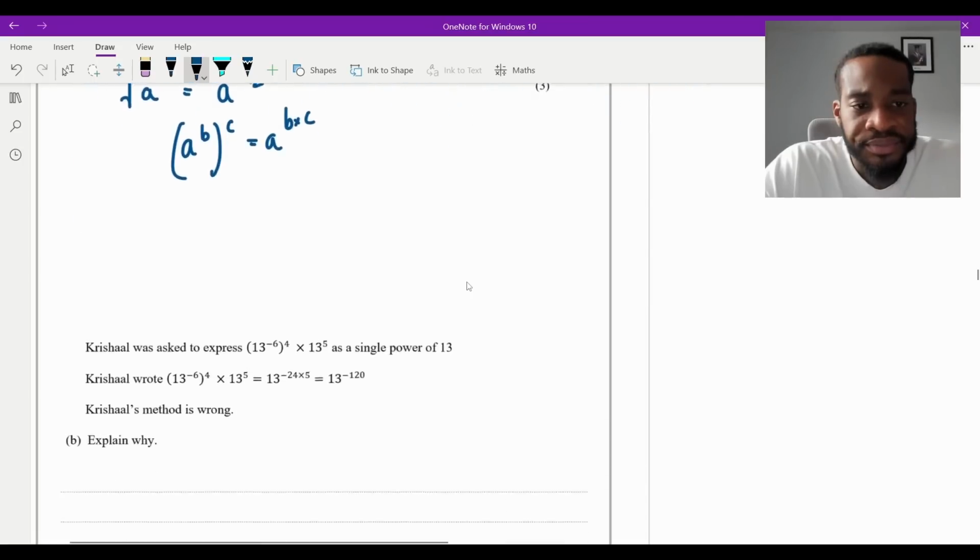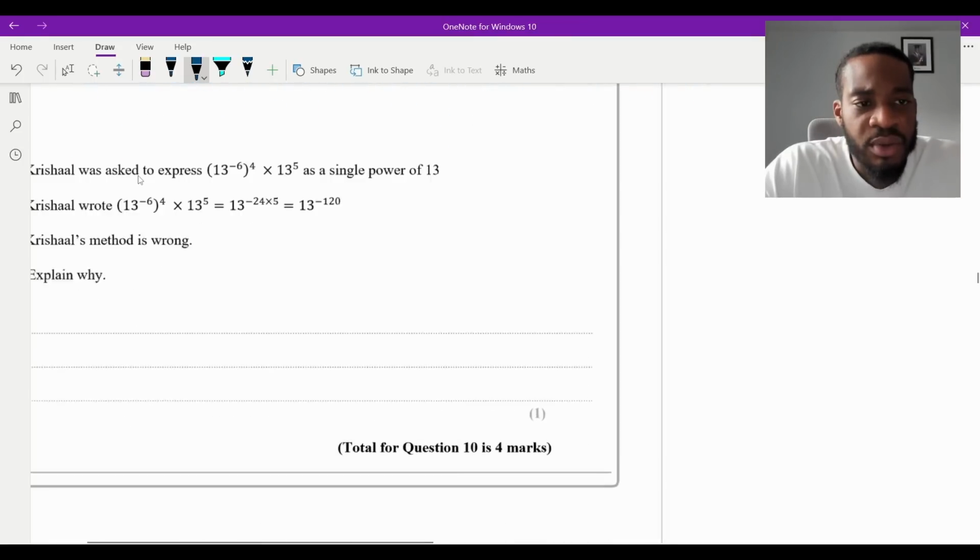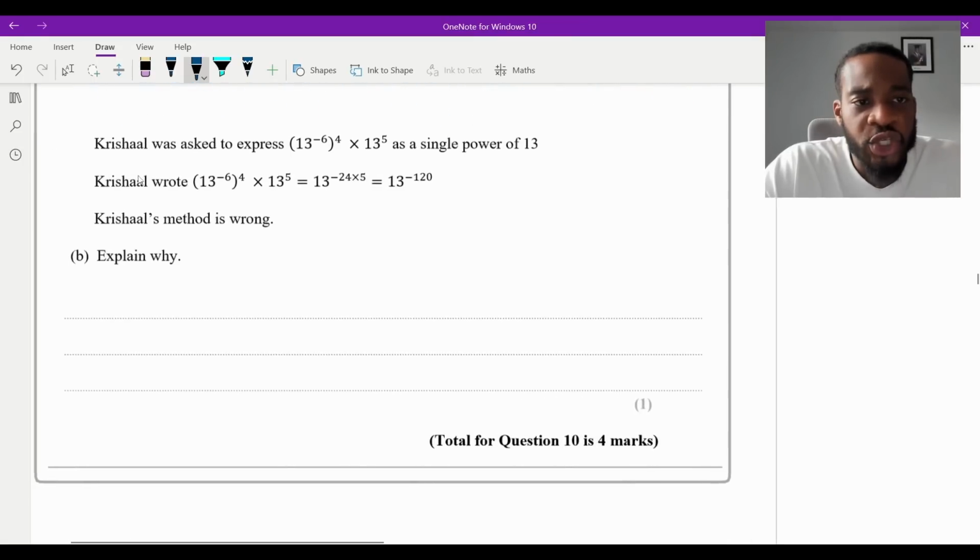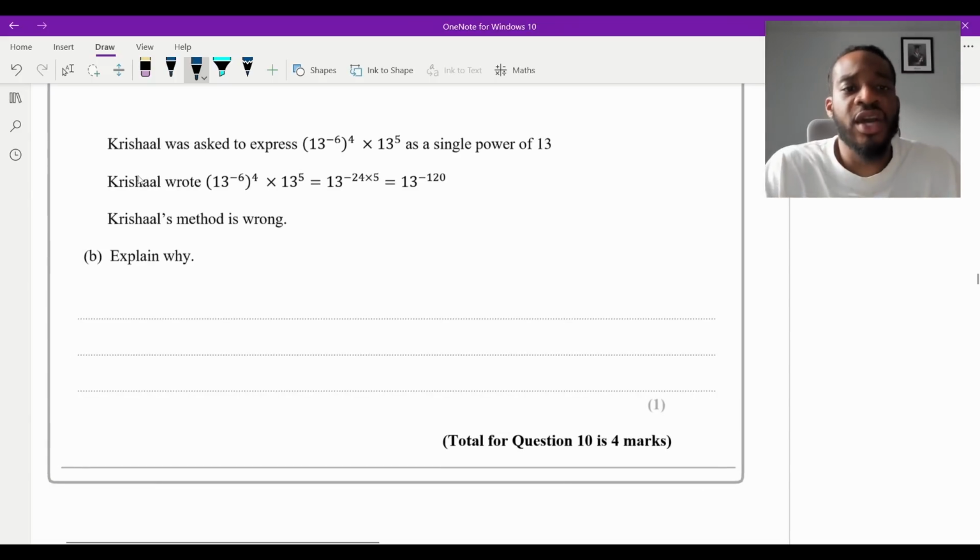Let's do part B. Okay, what does part B say? Let me zoom in a bit. It says Krishal was asked to express 13 to the minus 6 all to the power of 4 times 13 to the power of 5 as a single power of 13. Krishal wrote 13 to the minus 6 all to the power of 4 times 13 to the 5 is equal to 13 to the minus 24 times 5, which is equal to 13 to the minus 120. Krishal's method is wrong.